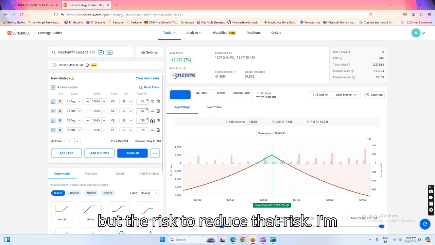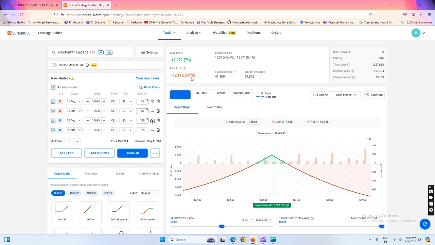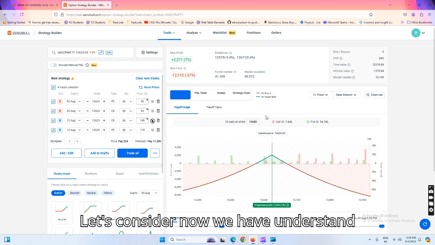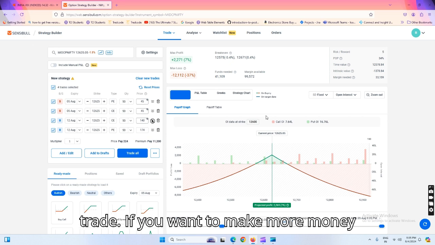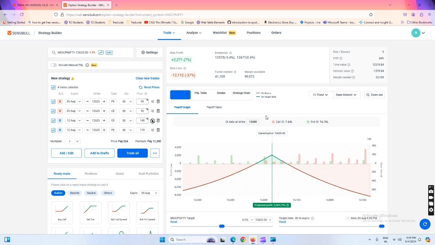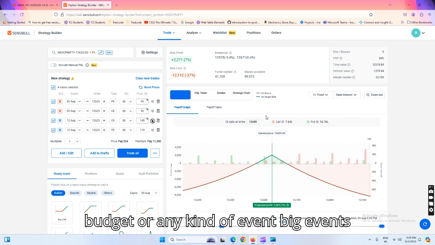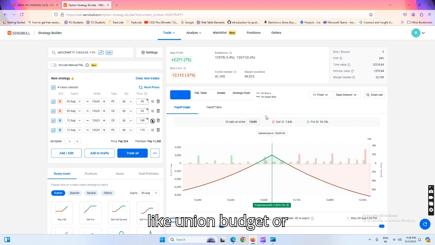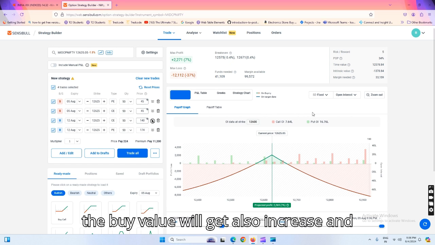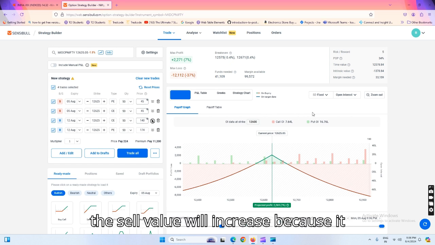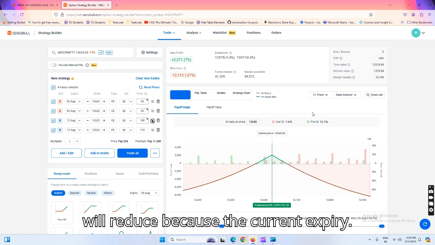The risk is there, but I'm going to tell you what we can do to reduce that risk. Now we have understood that we can trade every day. If you want to make more money, you have to take the trade one week prior to the budget, or any big event like the Union Budget, or let's consider election day. Before that, the IV will start to spike up, so it gives a positive side: the buy value will also increase, and the sell value will reduce because it is the current expiry.